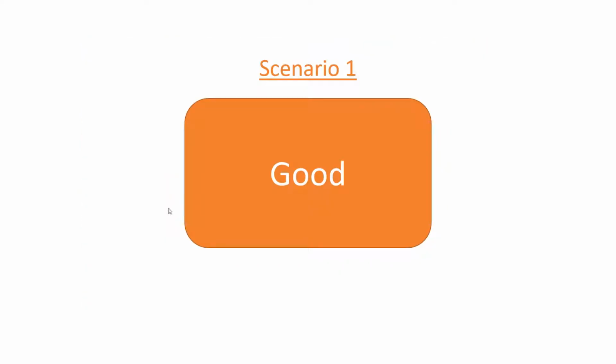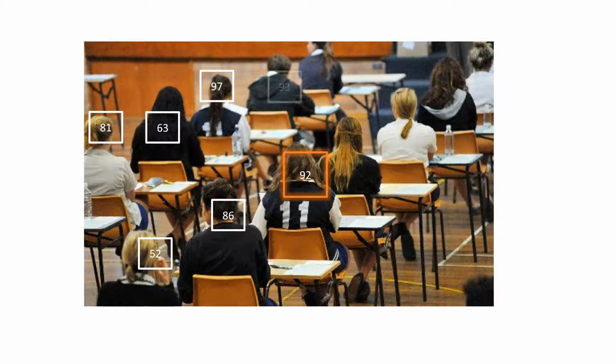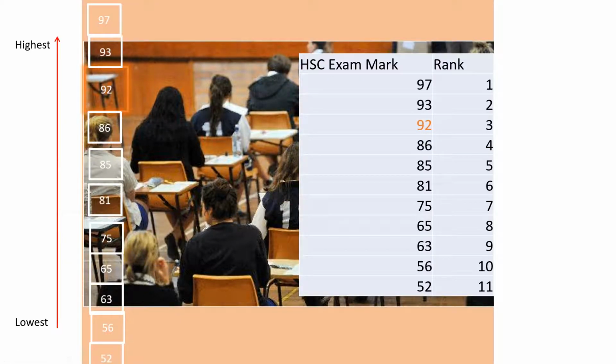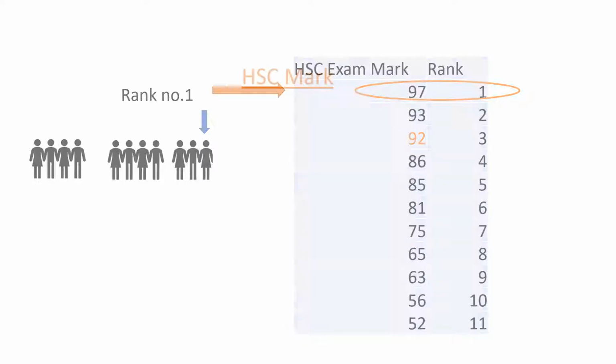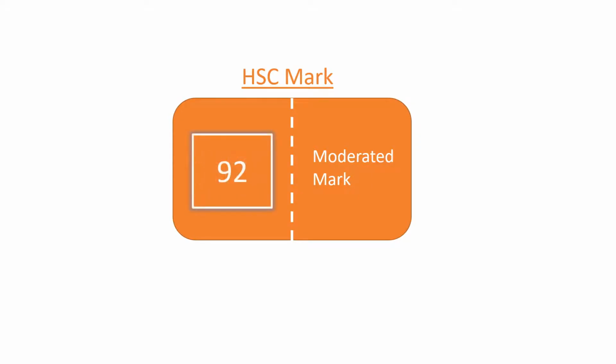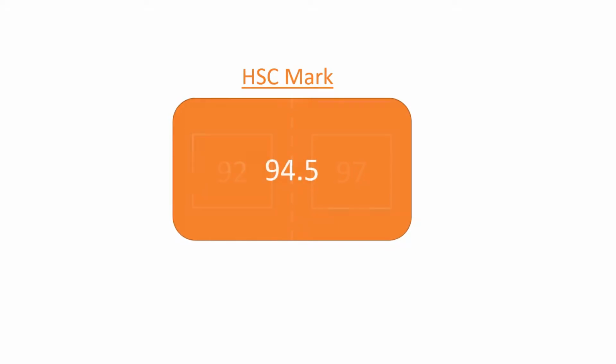Scenario 1: it's HSC day and everyone sits their exams and gets a mark. You score 92, which is a great start for your HSC exam mark component. Now, because you're ranked 1, you will be allocated a HSC moderated mark that is equivalent to it. In this case, the highest mark scored in the exam, which was 97. Notice how that mark of 97 wasn't scored by you, but it's still allocated to you because of your rank, since you got number 1 within your school.